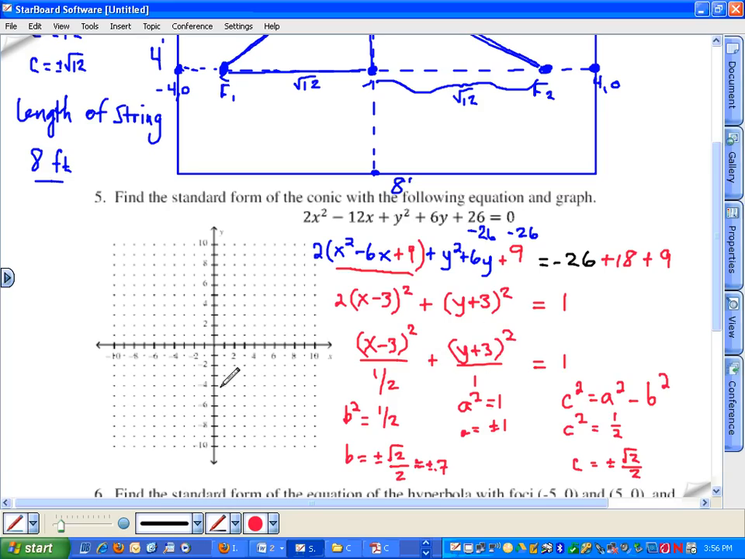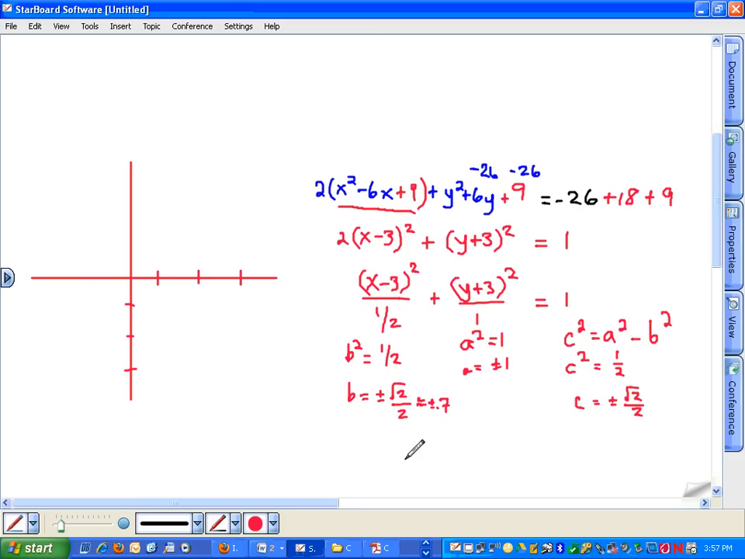Again, this isn't the best graph here to be looking at, because the numbers we're dealing with are very small. Let's see if I can generate a new graph here to make it a little bit easier to graph. Okay, this ought to work a little better.